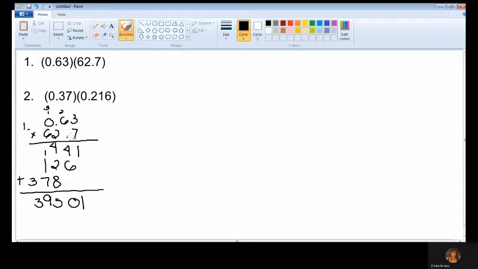decimals. So in the first given, we have 2 places to the right of the decimal point, and then on the second, we have 1 place to the right of the decimal point. So that will give us 3 places to the right of the decimal point. So we're going to count 1, 2, 3. Okay, so this will be your answer. That is 39.501. Okay, I want you to try number 2.